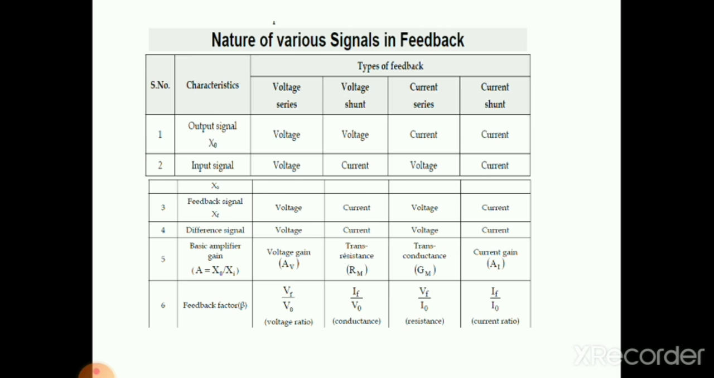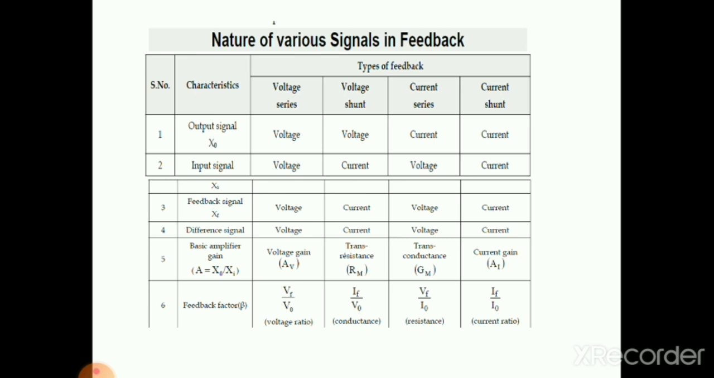For the voltage shunt, we have output signal as voltage and input signal as current. So V by I is equal to R, which means transresistance, Rm. Now for the current series, the output signal is current and the input signal is voltage. I by V is 1 by R, which is conductance, transconductance, Gm.